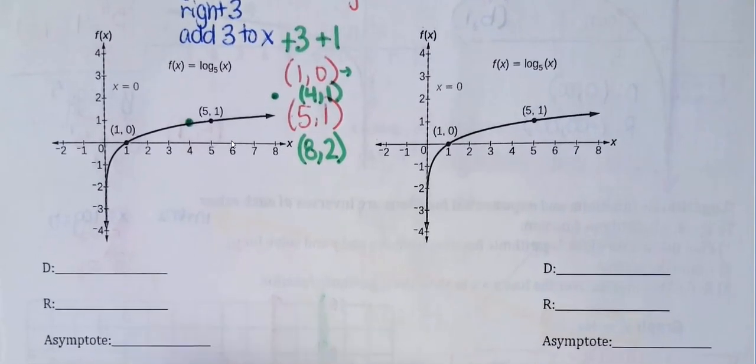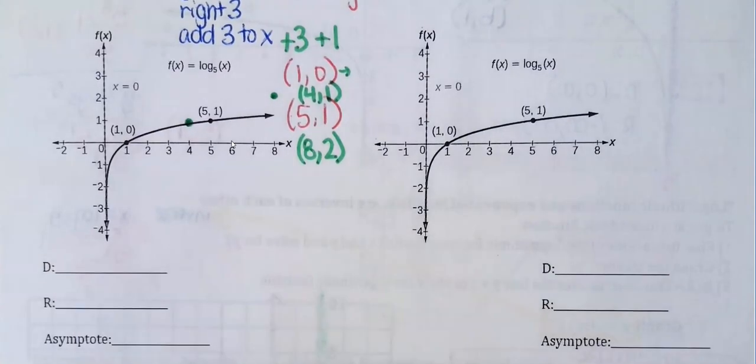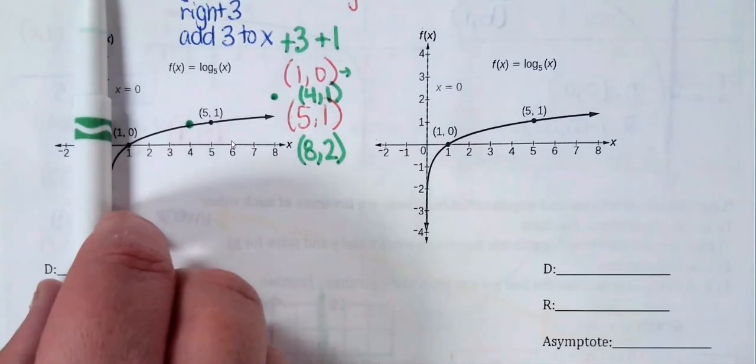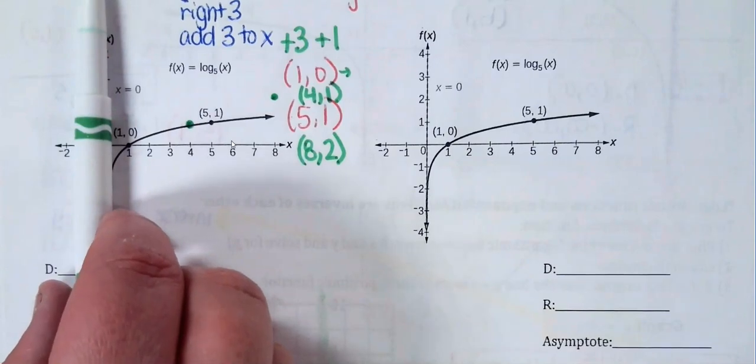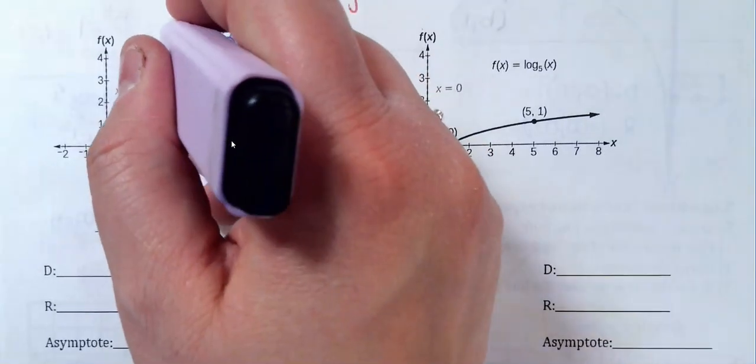That's for this original one. If I go to the right 3, how's that going to affect the asymptote? Does that make sense? Okay, so I'm moving everything. So original graph is at x equals 0. If I go to the right 3, then that is actually going to be my asymptote.